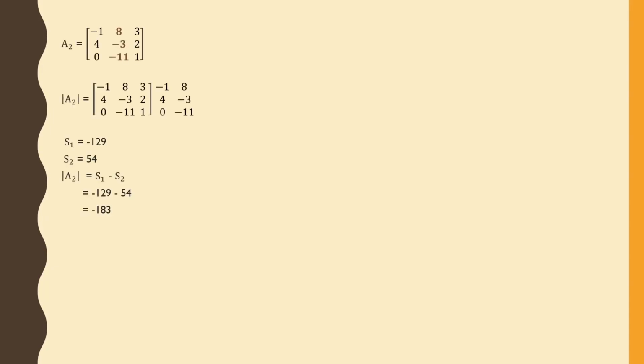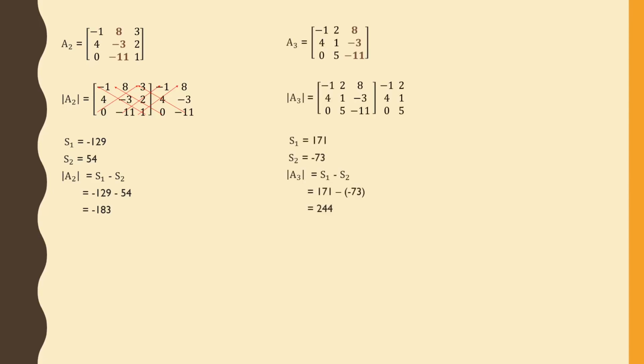By referring to the same concept, for A2, just replace column Y or column 2 with value 8, -3, and -11. After that, find the value of its determinant. S1 equals to -129, S2 equals to 54, and eventually, determinant of A2 will be equal to -183. The same technique applied to find determinant of A3.